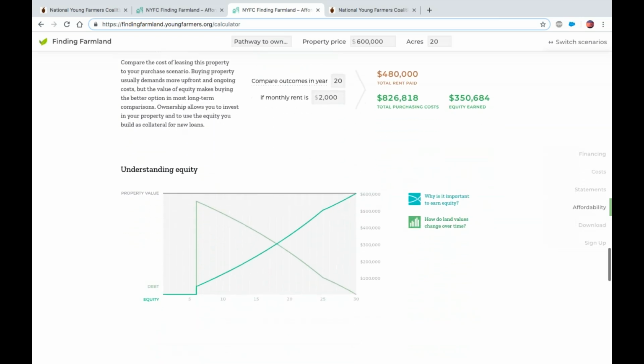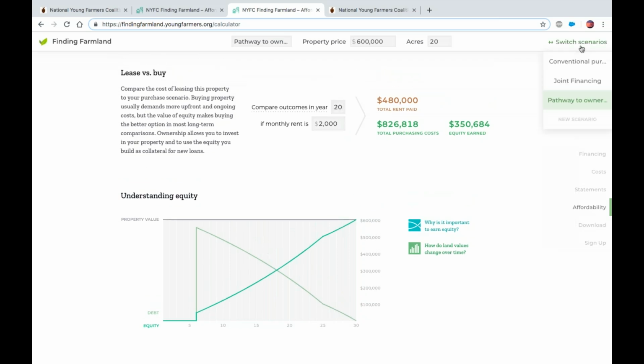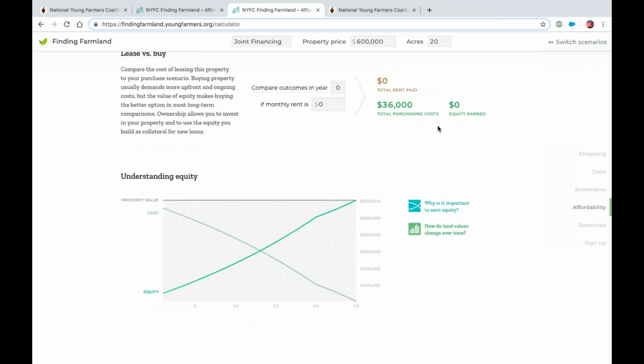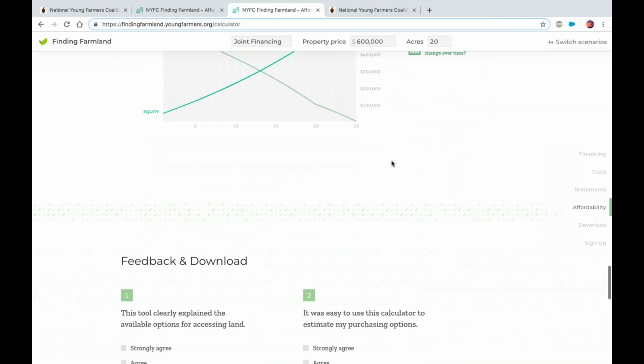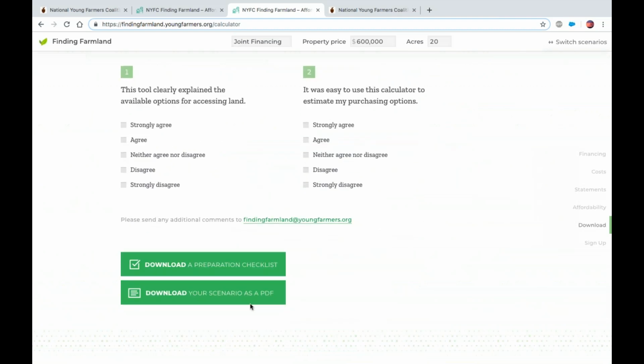This chart kind of helps too. And in this scenario, remember, we're leasing for this first 5 years. So it would be even more dramatic of a difference if we looked at the joint financing, because this one is a purchase immediately. So I'm going to skip over equity and just show you.